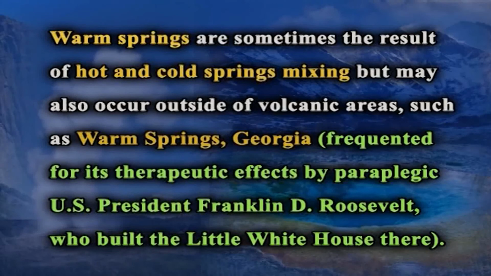Warm springs are sometimes the result of hot and cold springs mixing, but may also occur outside of volcanic areas, such as Warm Springs of Georgia, frequented for its therapeutic effects by paraplegic US President Franklin D. Roosevelt, who built the Little White House there.